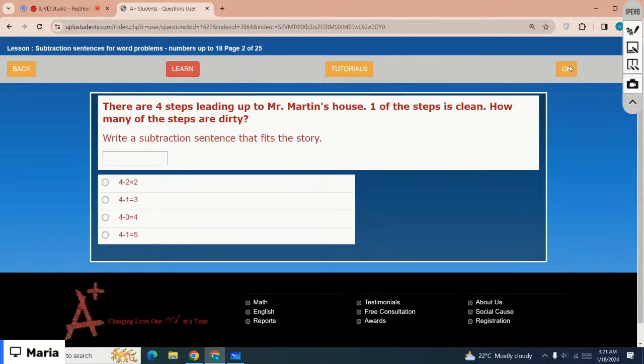Which is the correct option? Yes, that is 4 take away 1 equals 3, right? So the sentence involves the numbers that are given in the question. So always read the question carefully. That would be 4 take away 1 equals 3.